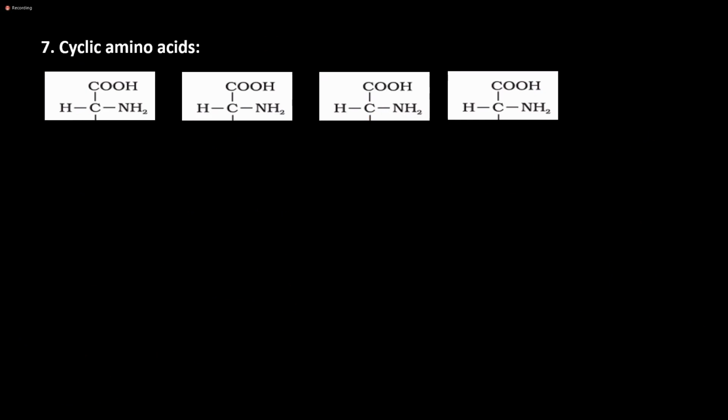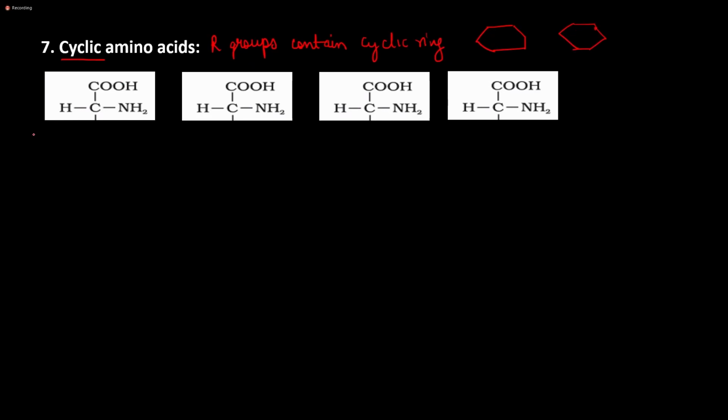Now the last type is cyclic amino acids. So what is a cyclic amino acid? It means that the R groups of these amino acids contain a cyclic ring, right? What is a cyclic ring? You must have studied or will study in the organic chemistry class that it must have certain cycles, something like this or something like this, right? So these kinds of structures must be present in their R group.